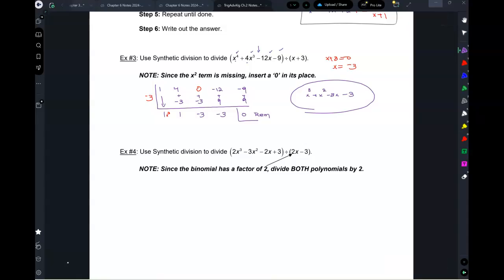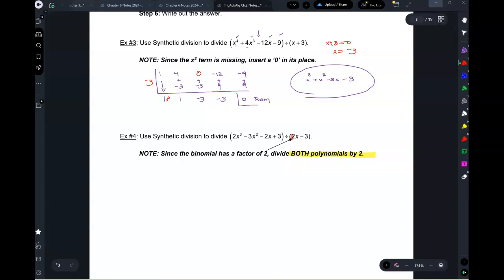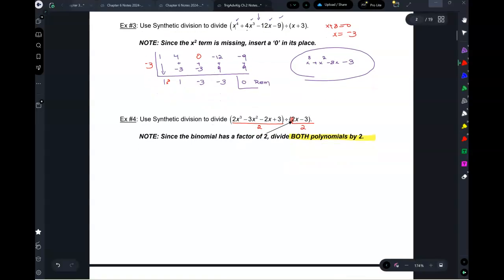Now, yet another exception to the rule. This time, the binomial has a factor of 2. Oh my gosh, what are we going to do? We're going to divide both polynomials by 2. Divide by 2, divide by 2. Can we just write the divided one here? When I say divide by 2, you're going to divide literally every single term by 2. Like this.